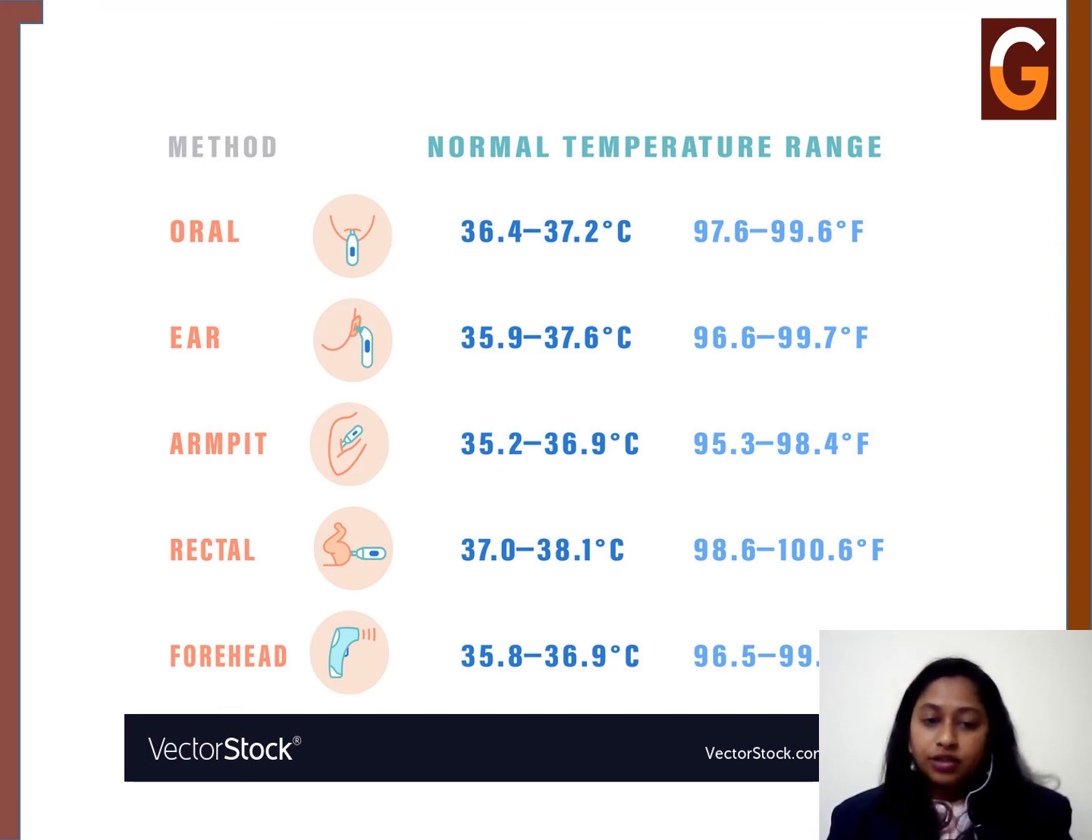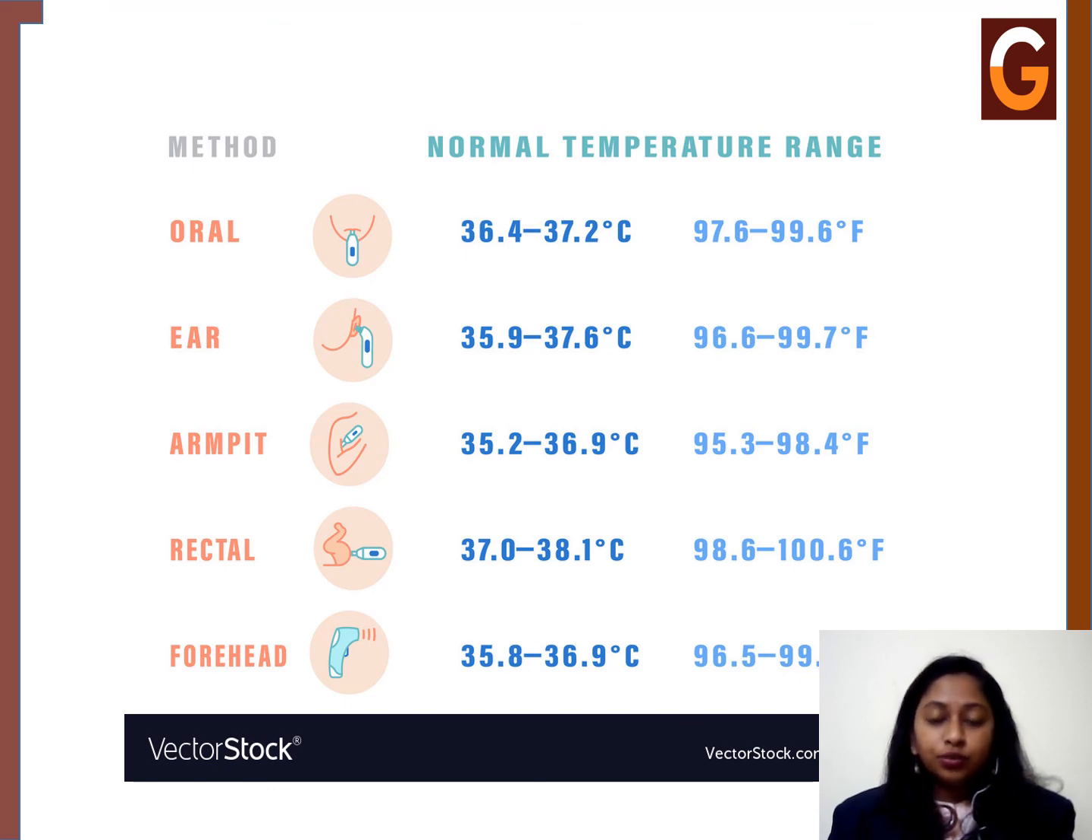And the forehead: you have seen this object in most places, like the entry zones of malls, where everyone has this digital temperature-taking machine. That range should be 35.8 to 36.9 degrees Celsius, and in Fahrenheit it will be 96.5 to 99.6. So this should be the range in Fahrenheit.